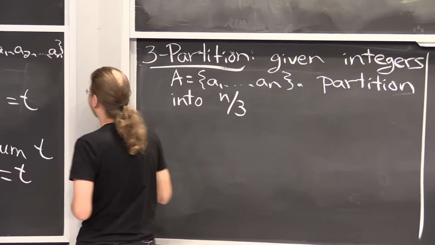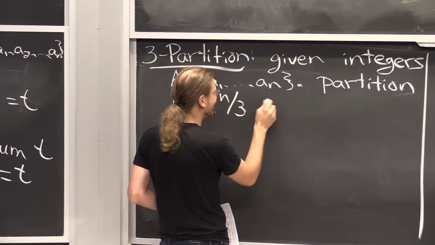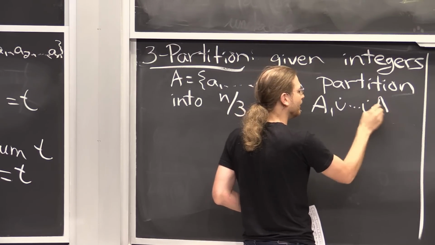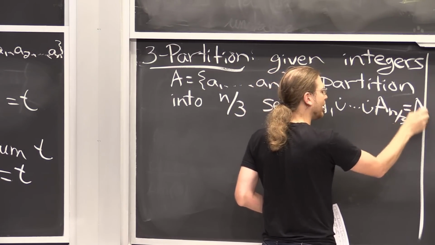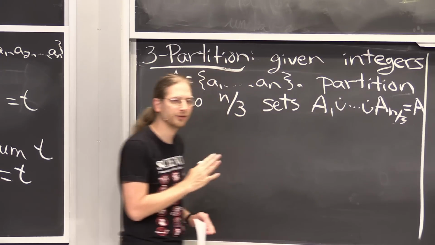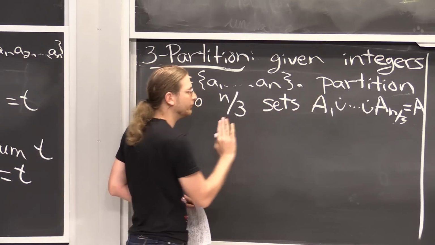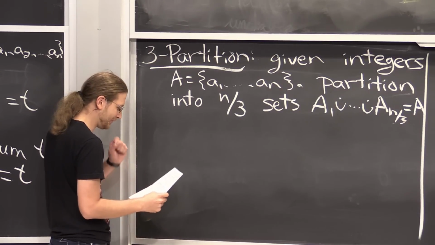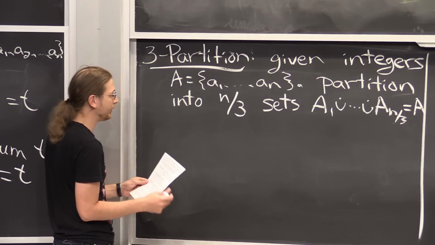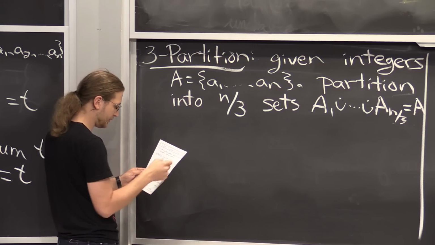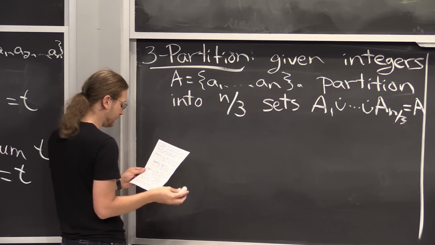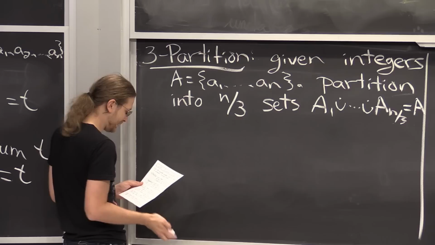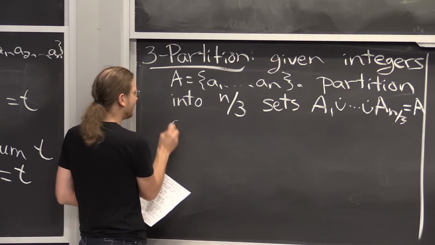So kind of like 3, not quite. Let's say sets A1 up to A n over 3, whose disjoint union equals A. I'm using union with a dot to indicate it's a disjoint union. So that's what a partition means. That's redundant. This is old-fashioned notation. You probably haven't seen it, but when I was growing up, that was the notation of the day. Then we have n over 3 sets. Assume n is divisible by 3, otherwise the answer is no. And then, which is the easy case, of equal sum.